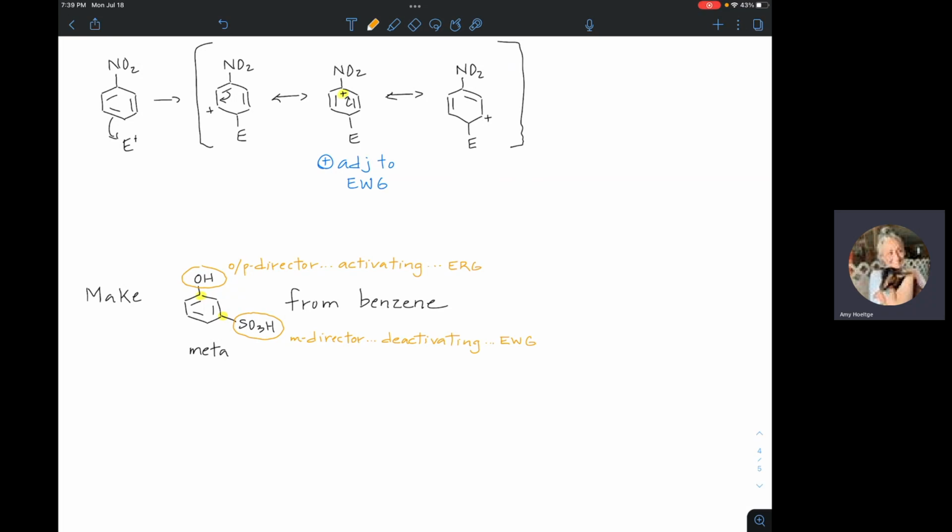But this will do it for our aromatic compounds. This is as far into aromaticity as we're going to go in Chem 42 and 44.